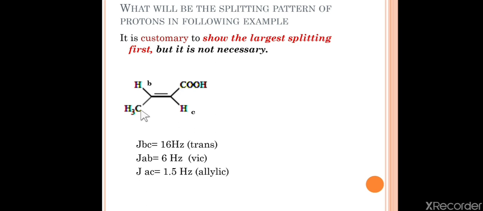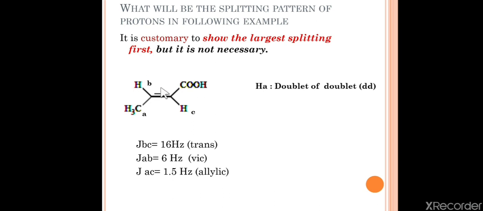So A will be showing a doublet, vicinal with HB and allylic with HC. So the largest is 6 Hz and the smallest is 1.5 Hz. So the splitting of this CH3 or proton A will be doublet of doublet, because it is showing a doublet with vicinal coupling, and again it is showing a doublet with the allylic coupling. So this first D is for the vicinal and the second D is for the allylic coupling.